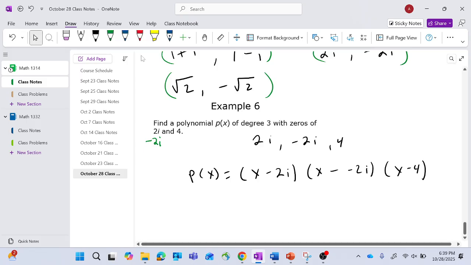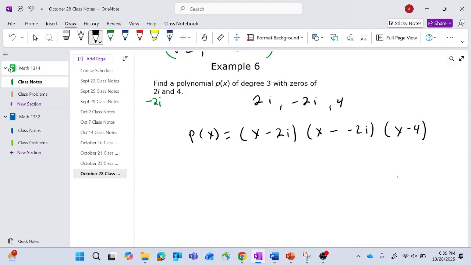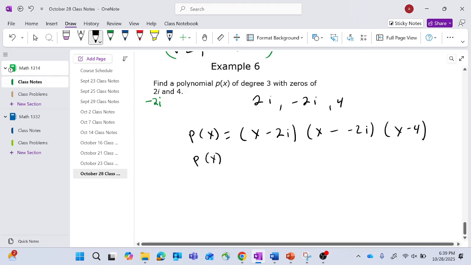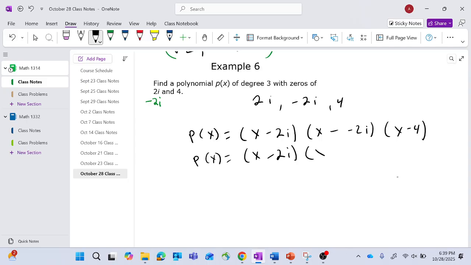So I'm going to clean this up a little bit before I solve it. So p of x is x minus 2i. The double negative just becomes an x plus 2i, all times x minus 4.